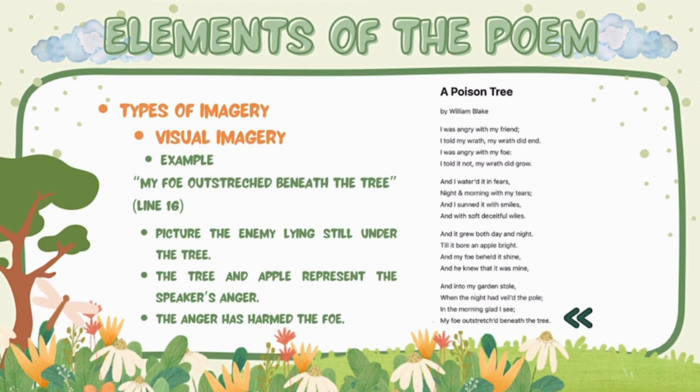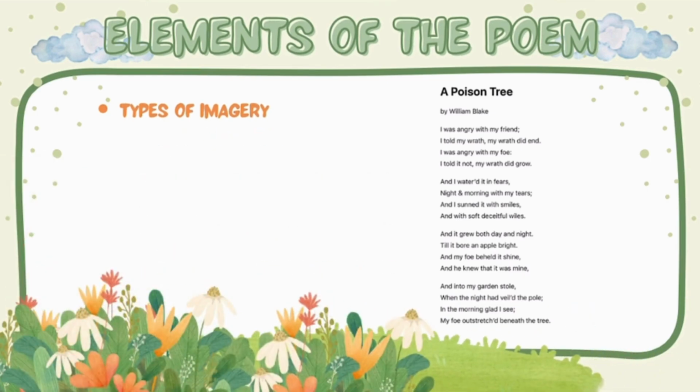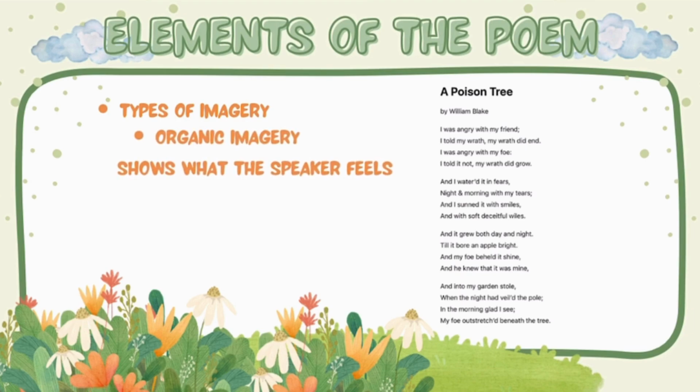Through these images, the poem uses everyday things like trees and apples to show how anger grows and becomes destructive if we do not address it. Now, let's look at organic imagery, which shows the speaker's internal feelings.